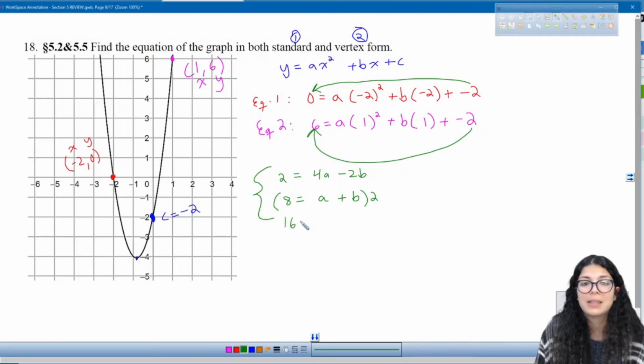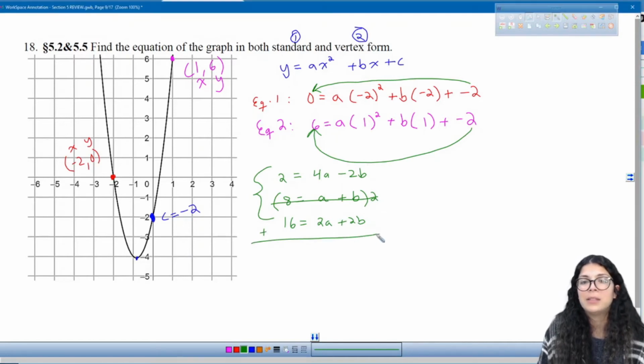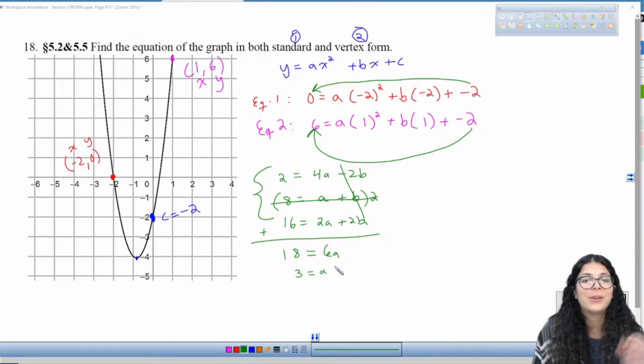So that'll give me 16 equals 2a plus 2b. Cross that out, and then I can go ahead and add these two together. -2b plus 2b will cancel, which is awesome because now I'm going to be able to solve for a. 4a plus 2a is 6a, and 2 plus 16 is 18. Divide 6 on both sides. We already have our a value of 3.